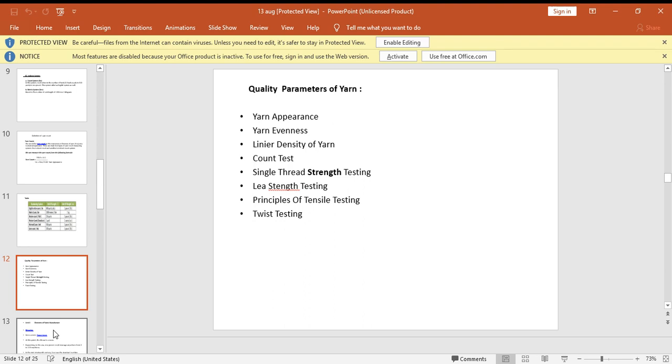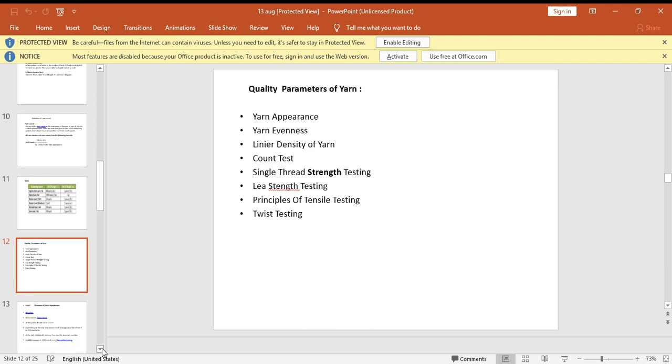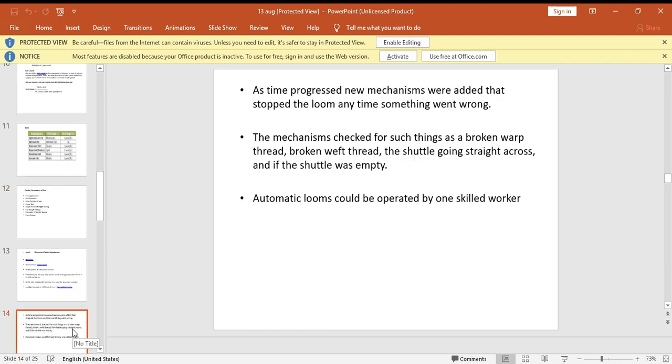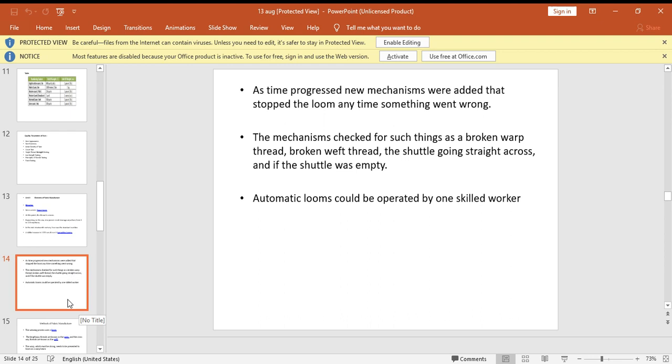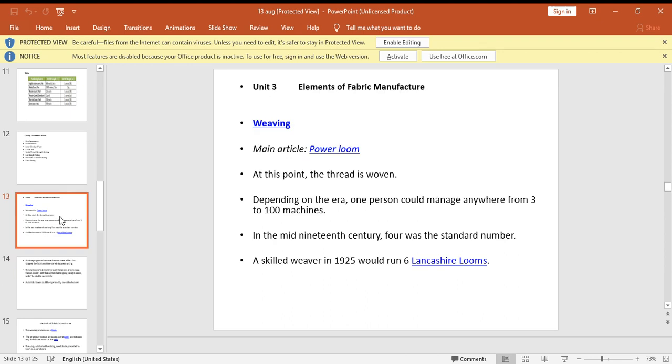So by this, chapter 2 yarn manufacture is completed, and today we are going to start the third chapter, elements of fabric manufacture. In the first unit, we learned all the definitions. In the second unit, we learned how the yarn is obtained. In the third unit, we are going to learn how the fabric is obtained. So fabric manufacture was earlier known as weaving. Weaving main article is power loom.